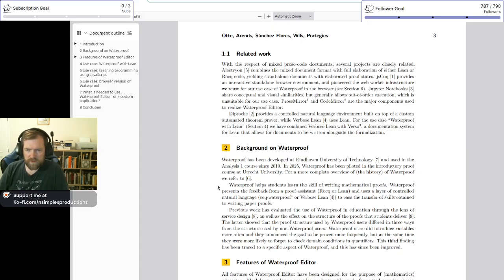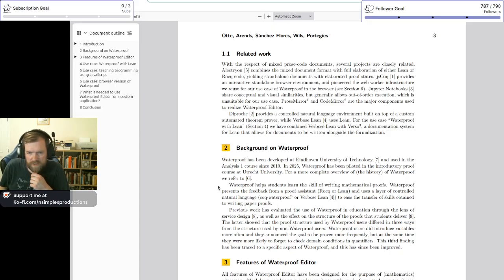Waterproof helps students learn the skill of writing mathematical proofs. Waterproof presents the feedback from a proof assistant, Rocq or Lean, and uses a layer of controlled natural language, Coq-waterproof or Verbose Lean, to ease the transfer of skills obtained to writing paper proofs. Previous work has evaluated the use of Waterproof in education through the lens of service design 8, as well as the effect on the structure of proofs that students deliver 9.